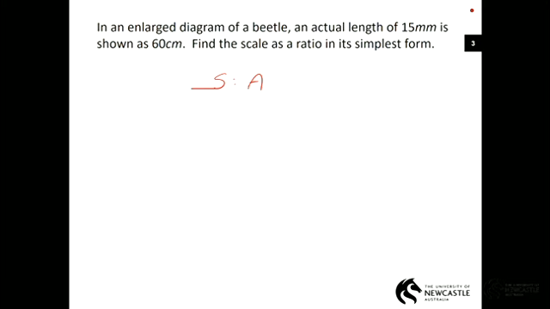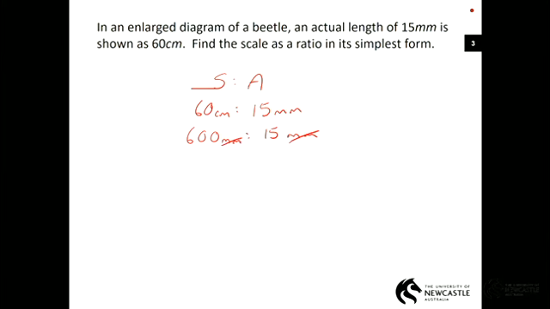60 centimetres on the diagram, actual 15 millimetres. So I'll put my 15 millimetres there and my 60 centimetres there. Okay, I've put the things in the right order, left to right. I'm going to convert to the smaller units, which is millimetres, so I'll leave 15 millimetres alone, but my little resource sheet said centimetres times 10 will give you millimetres. So 60 centimetres is just 600 millimetres to 15 millimetres.